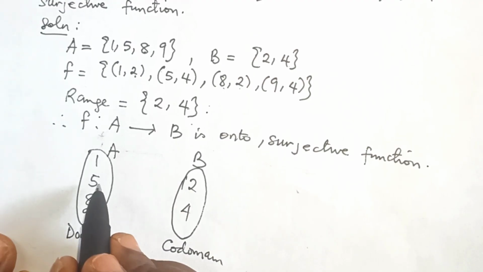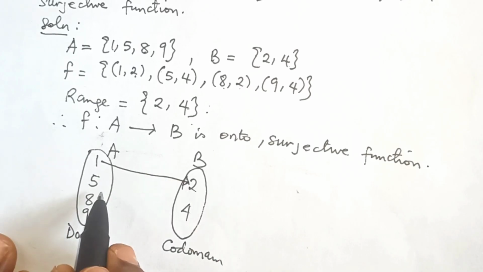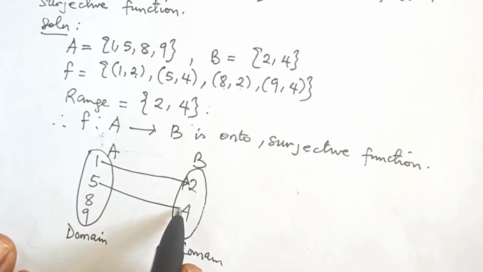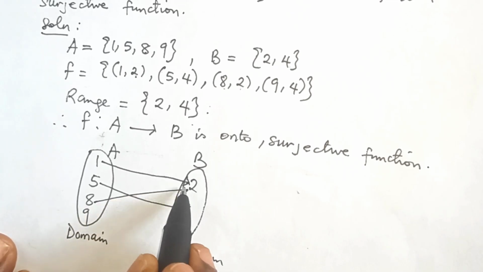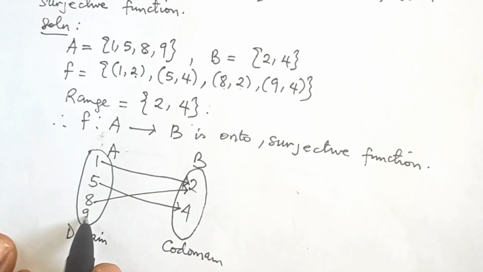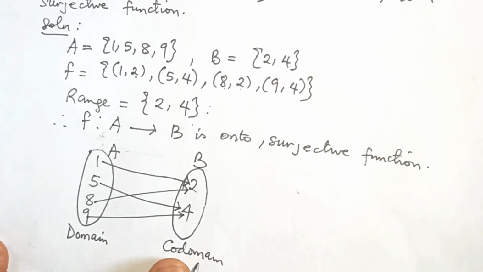Now, element 1 is mapped to 2, 5 is mapped to 4, 8 is mapped to 2, and 9 is mapped to 4. So, we see that this is a surjective function. The range is the same as the codomain.